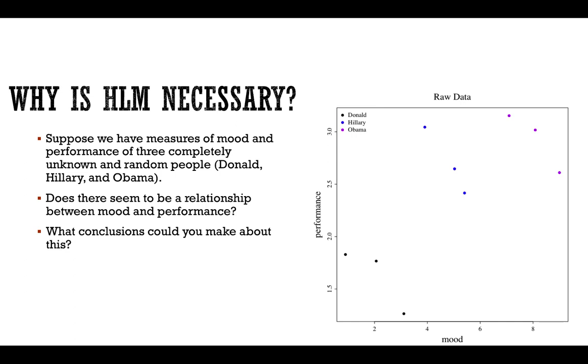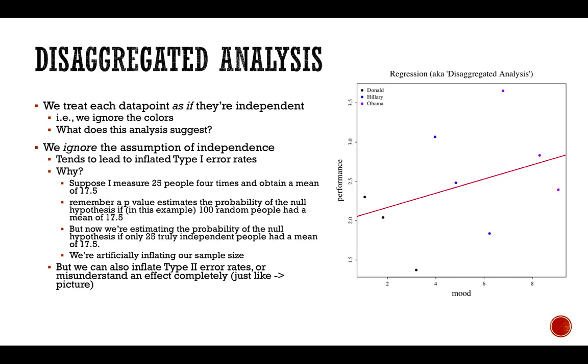And higher mood means not moodiness, but, you know, happy mood. So what conclusions could we make about this? Well, if we were to do what's called a disaggregated analysis, we treat each data point as if they are independent. In other words, we ignore the different colors. So what does this analysis suggest? Well, it suggests that as one's mood increases, their performance also increases.